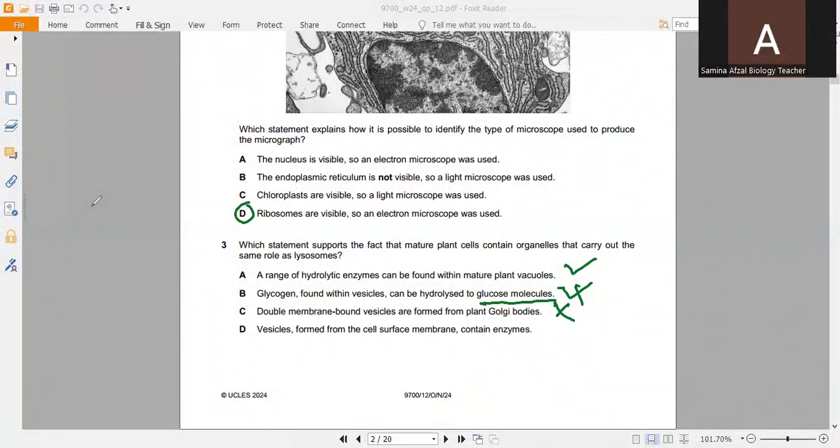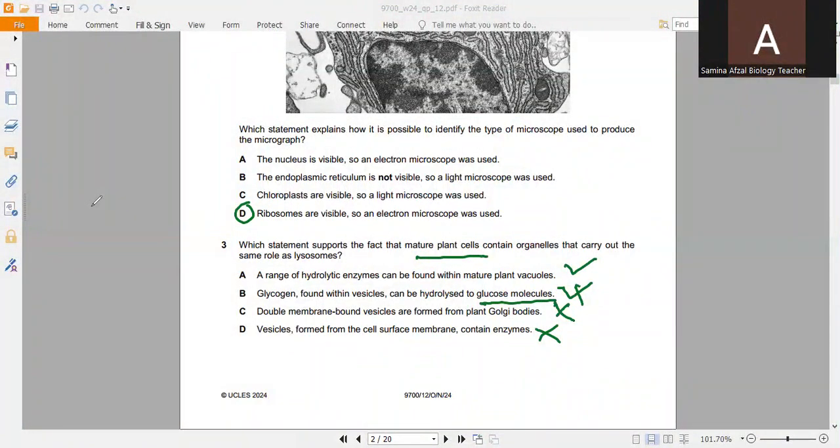So the vesicles formed from the cell surface membrane contain enzymes. So vesicles which are formed from the cell surface membrane, they contain enzymes. They are the lysosomes, which are formed from the cell surface membrane, contain enzymes. But these vesicles or the lysosomes, they are not present in the plant cells. And we are talking about mature plant cells.